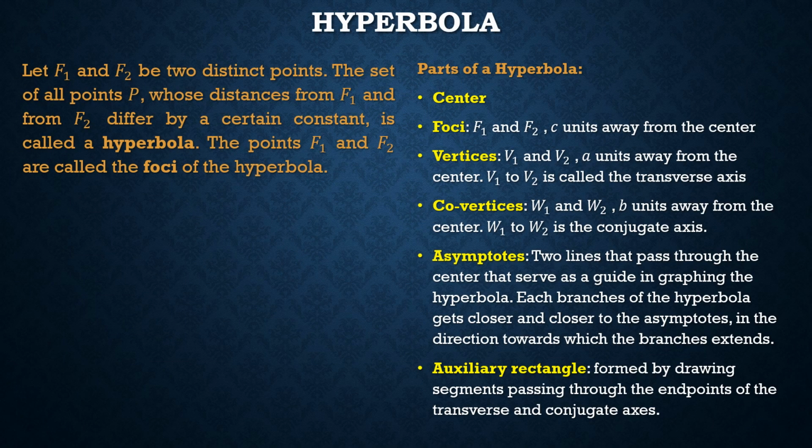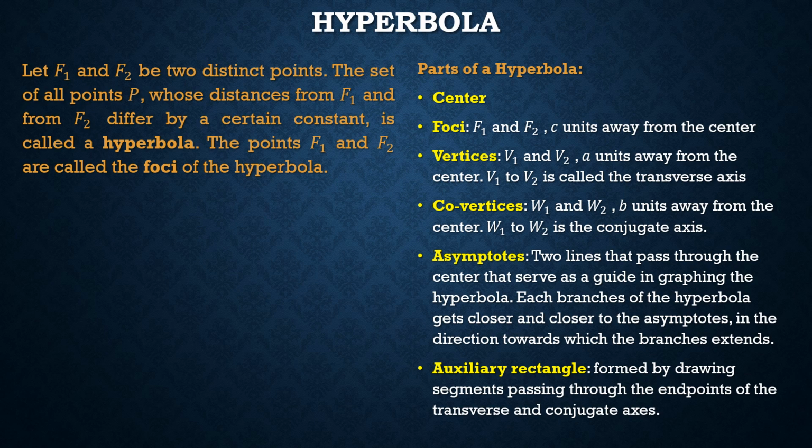Let's start with the definition and parts of a hyperbola. Let f sub 1 and f sub 2 be two distinct points. The set of all points P whose distances from f sub 1 and from f sub 2 differ by a certain constant is called a hyperbola. The points f sub 1 and f sub 2 are called the foci of the hyperbola.